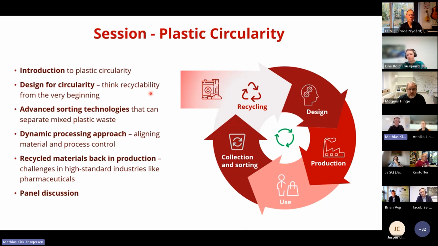And in this working group, in this session, we've been working with different parts of this material flow cycle, from design, production, collection and sorting, and the recycling part of things as well. So this is the agenda for the session today.